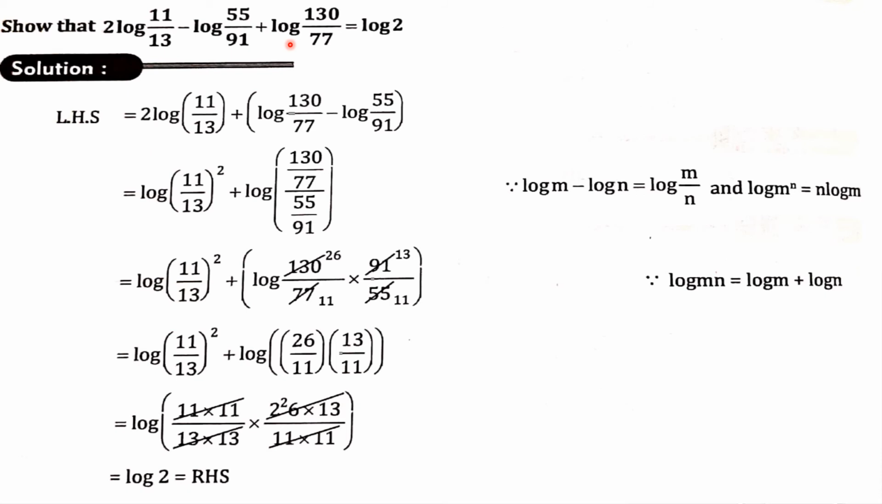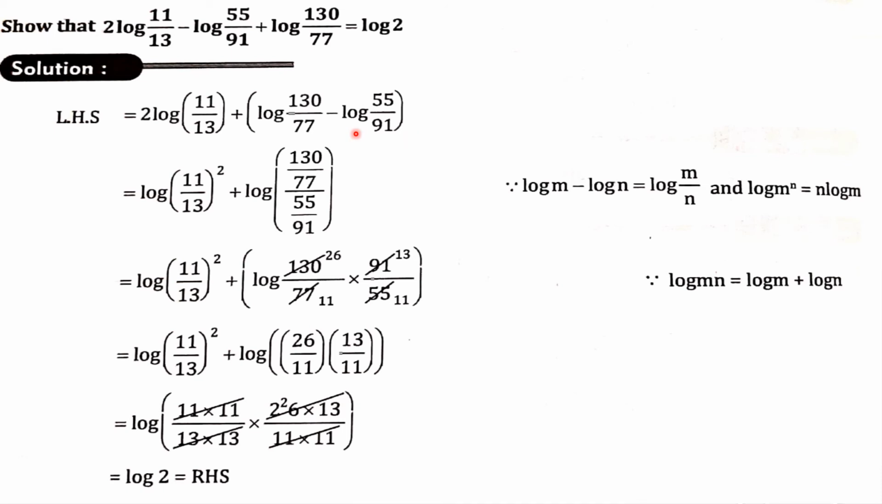So 2 log 11 by 13 plus, here what they have given is minus log 55 by 91 plus log 130 by 77. What can be done is, we can write log 11 by 13 to the whole square. Here you don't have anything else, so we will come to this equation. Log m minus log n is equal to log m by n. To bring it to this format, what we shall do is log 130 by 77 minus log 55 by 91. So we will interchange and subtract the value.